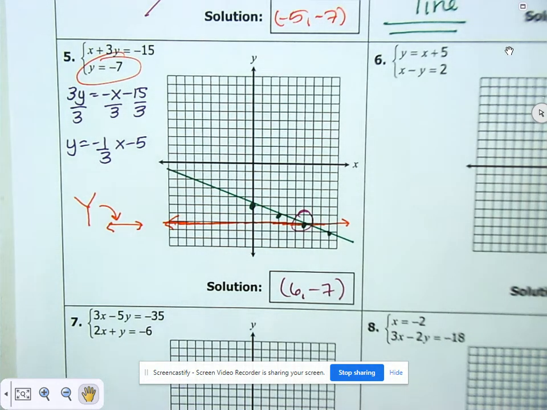All right, so take a second for number 6 and rearrange that bottom equation to get y by itself. The top one's already in the right order. The bottom one needs to be rearranged.